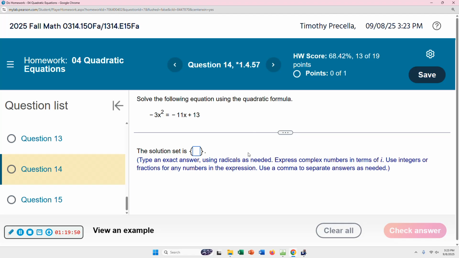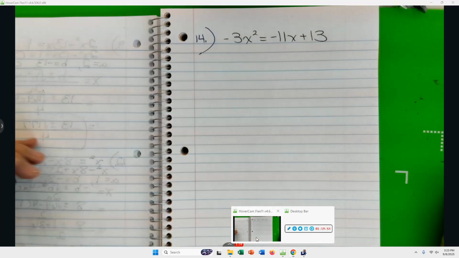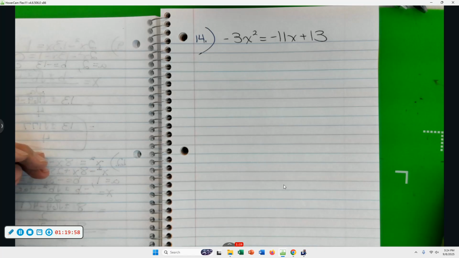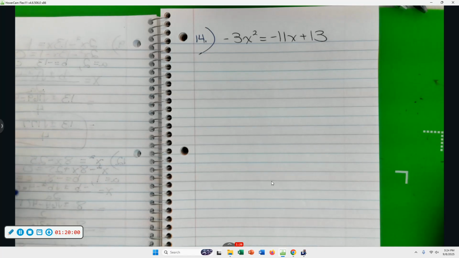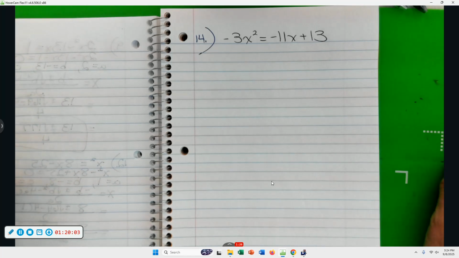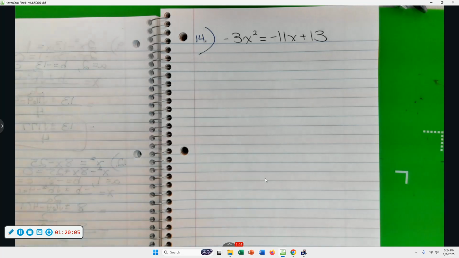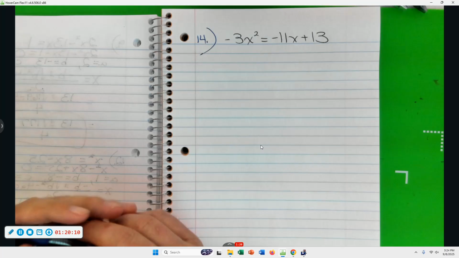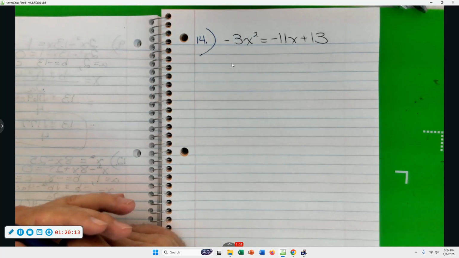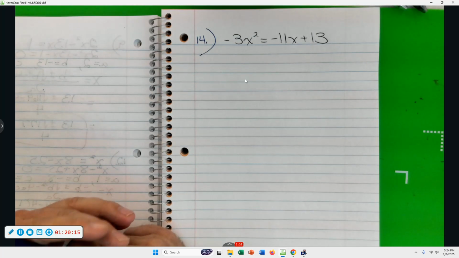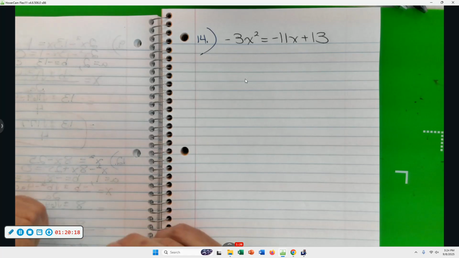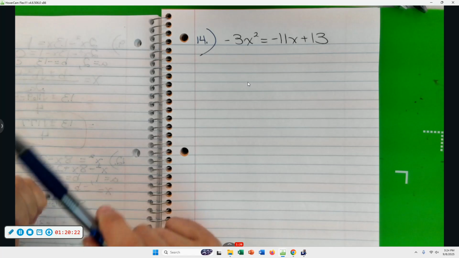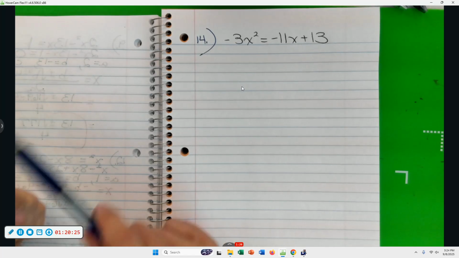Okay, switch to my paper. The fact that they're telling me to solve using the quadratic formula means that it's not factorable. But even if it were factorable, you could still use the quadratic formula. I'd get this thing set equal to 0. I need 0 on one side, and descending order with a positive leading coefficient on the other side.